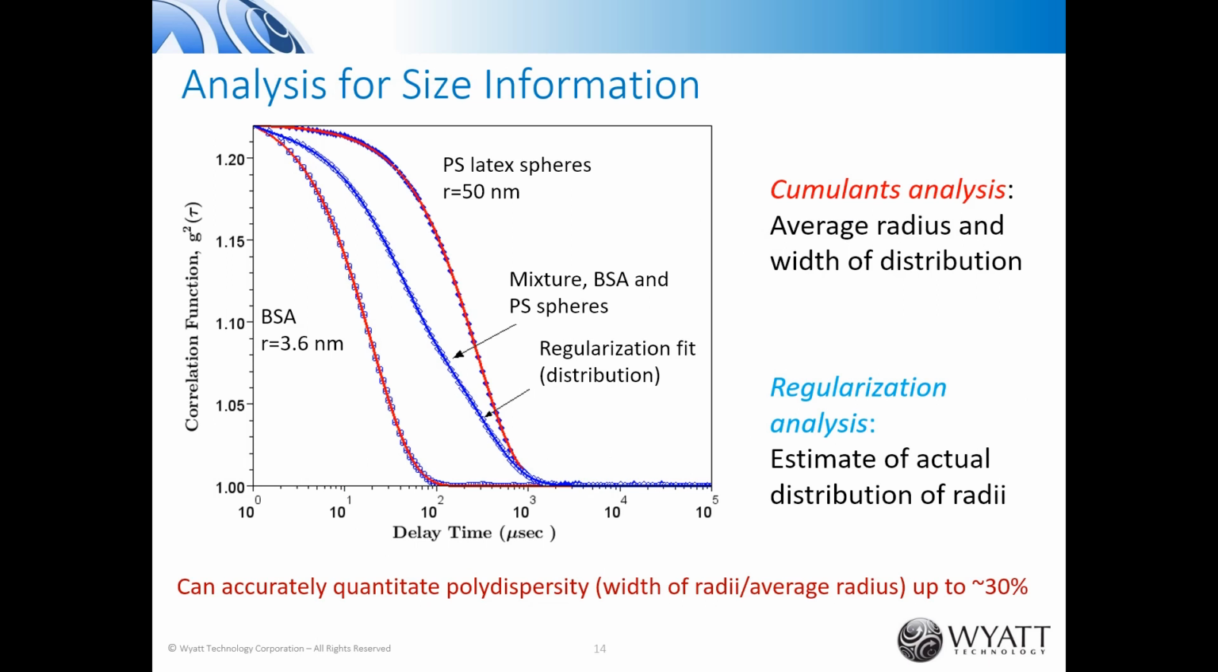Now here on this graph, they are showing the correlation of the decay rate of BSA, comparing it to 50 nanometer latex spheres, as well as a combination of BSA and the latex spheres. You can see that the decay functions for each of these are different. You can accurately quantitate the polydispersity based off the width of the average radius up to 30%.